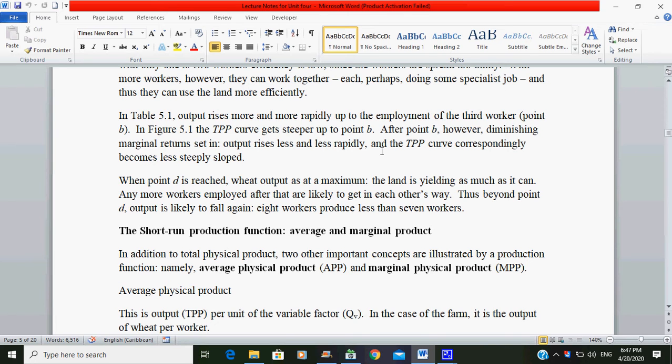And the TPP curve becomes steeply sloped, right? The point D is reached. When point D is reached, wheat output is at a maximum. The land is yielding as much as it can. Any more workers employed after that are likely to get in each other's way.